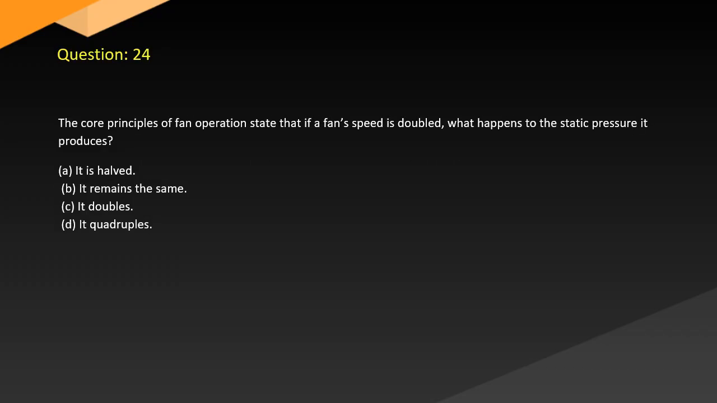Question 24. The core principles of fan operation state that if a fan's speed is doubled, what happens to the static pressure it produces? A. It is halved. B. It remains the same. C. It doubles. D. It quadruples.